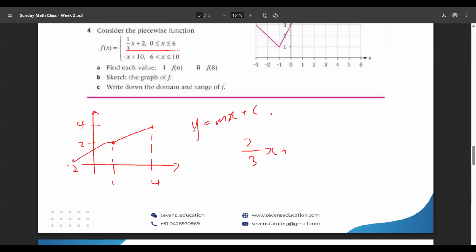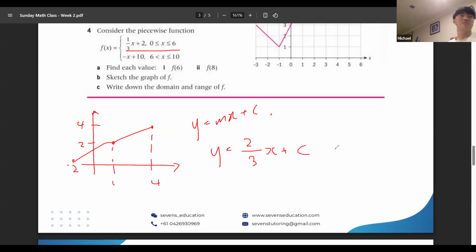Wait, how do I work out the intercept? So if you write out everything, y equals this plus c, right? Make x 0. Wait, hold on. No, because you don't know what y is. So in this case, you want to substitute a point, because you don't know the full equation yet. If you know the full equation, make x 0, you get c as the y-intercept, right?